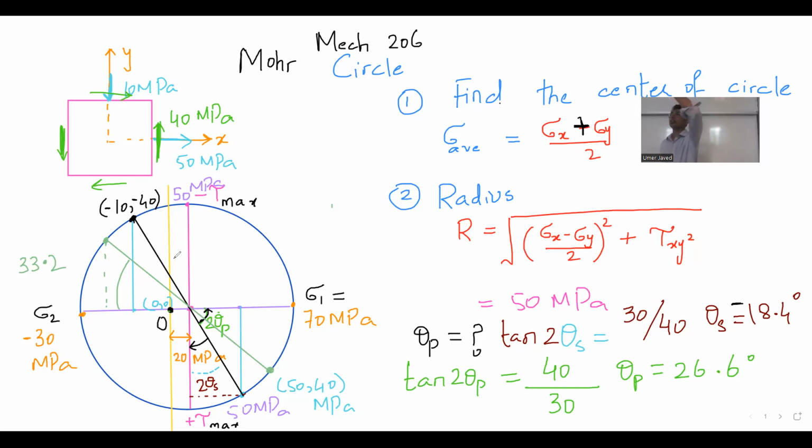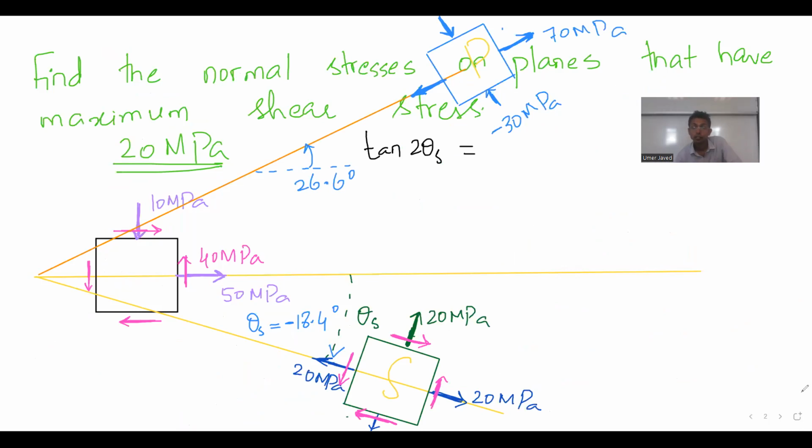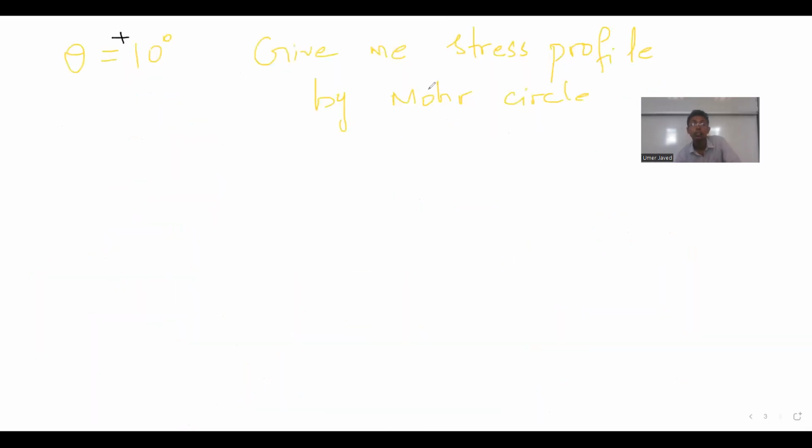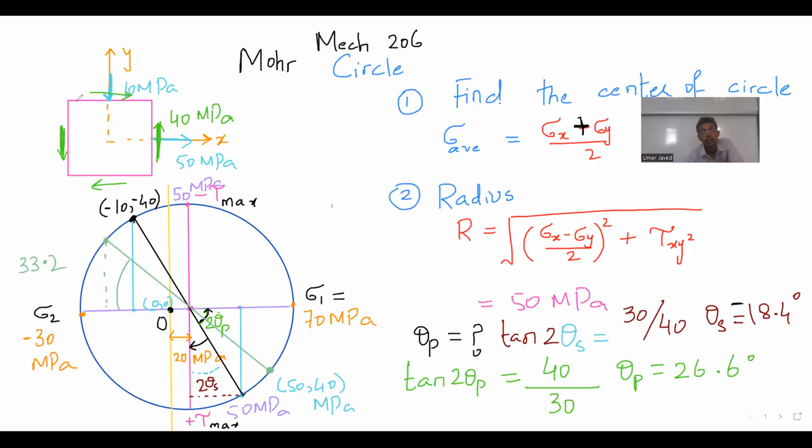Can I ask something? Where did the 20 degrees come from? I gave you 20 degrees. I said give me the stress profile at theta equal to 10 degrees. There is only one theta. This is my stress profile. I want you to rotate it 10 degrees. Oh, so 10 degrees means on Mohr's circle it will be 20 degrees. Okay.